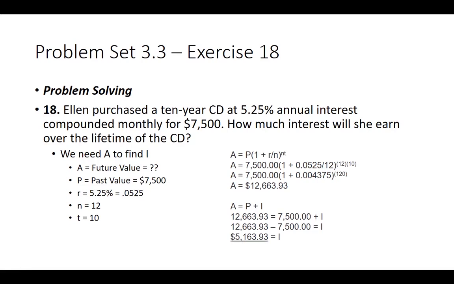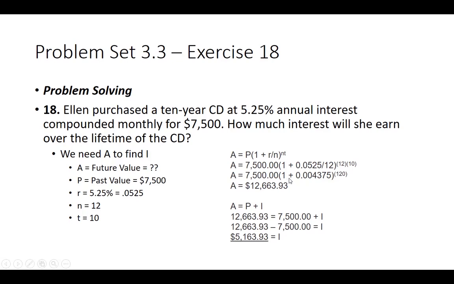The past value is 7,500. The rate of 5.25% as a decimal is 0.0525. Since it's compounded monthly, our N is 12. And since it's a 10-year CD, our T is 10. Plug in what we know into the compound interest formula. Take care of the exponent first. 12 times 10 is 120. 0.0525 divided by 12 is 0.004375.